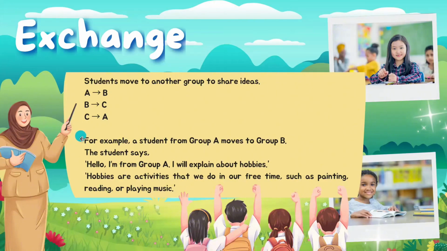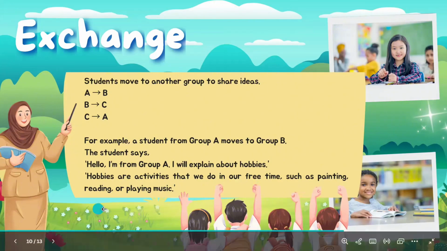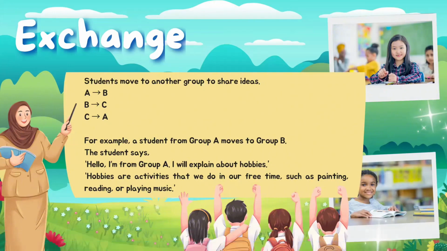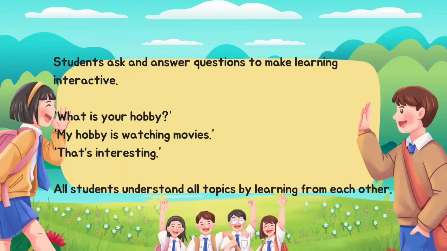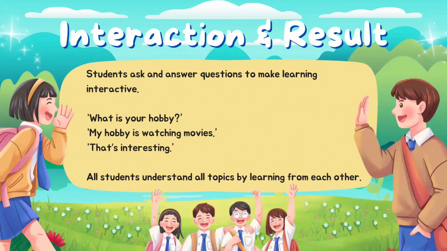For example, a student from Group A moves to Group B. The student says, hello, I'm from Group A. I will explain about hobbies. And they say, hobbies are activities that we do in our free time, such as painting, reading, or playing music. And next to Group B, to Group C, and next again, Group C to Group A. Repeat and repeat, like an exchange. And we discuss the interaction and the result.